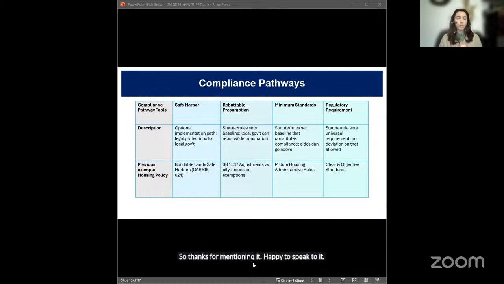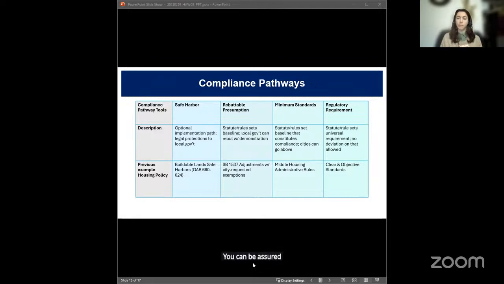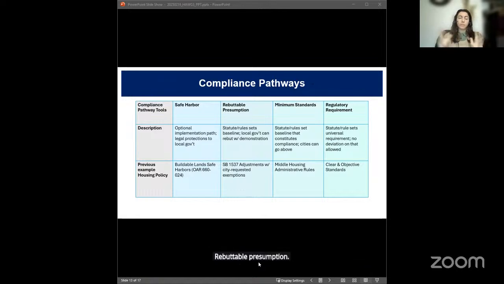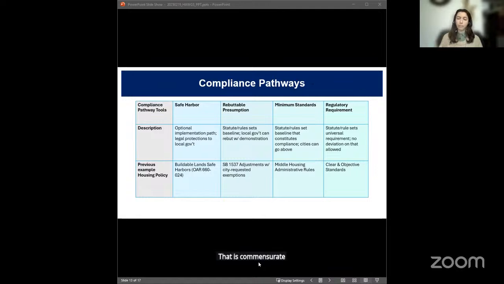Okay, so safe harbor being optional and predictable, right? You can do it, you don't have to do it, but if you do it, you can be assured that this piece of the program, whichever the safe harbor is applied to, will be compliant. Rebuttable presumption means that we're going to assume that a local government would pursue this part of the program in this way, unless there's a demonstration to the alternative. So it sort of does a little bit of a flip, but still leaves the room for demonstrating an alternative pathway that is commensurate in impact and efficacy.